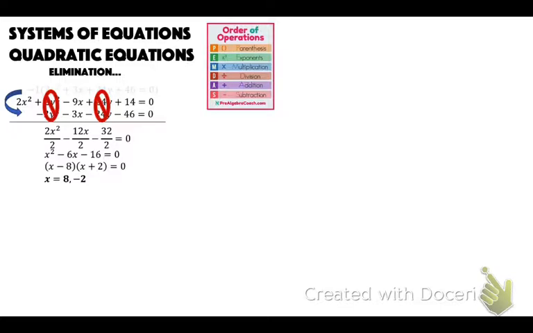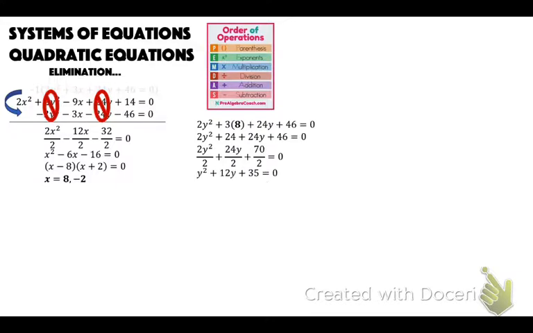Now let's plug that into one of the top equations. I'm going to do that one because it's a little shorter. So all we have right there is just 1x. So we have 2y squared plus 3 times 8 plus 24y plus 46 equals 0. So that's 2y squared plus 24 plus 24y plus 46 equals 0. So that's 2y squared plus 24y plus 70 equals 0. Divide by that 2, and you get y squared plus 12y plus 35 equals 0, which factors to y plus 5 and y plus 7. So y equals -5 and y equals -7.